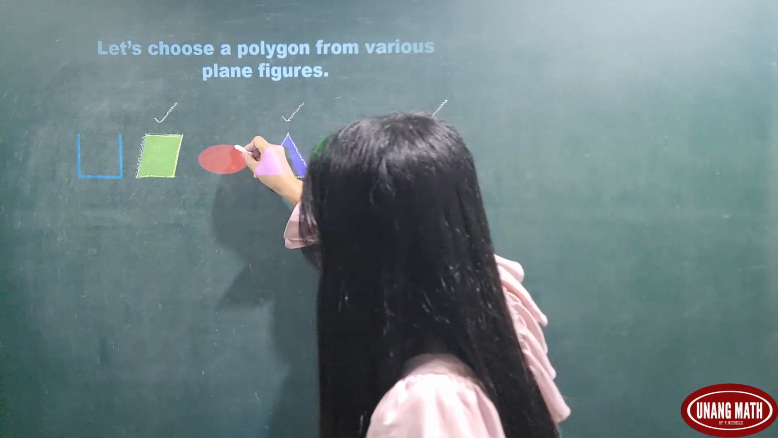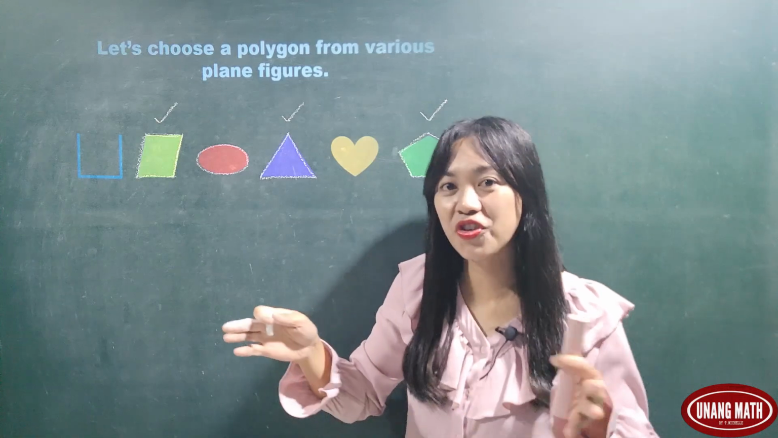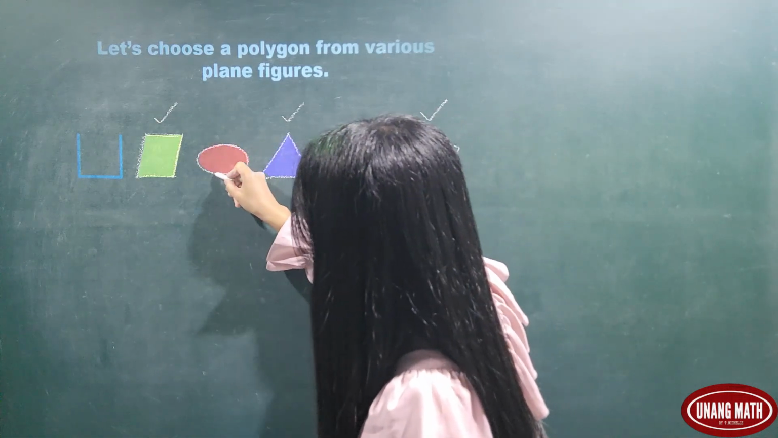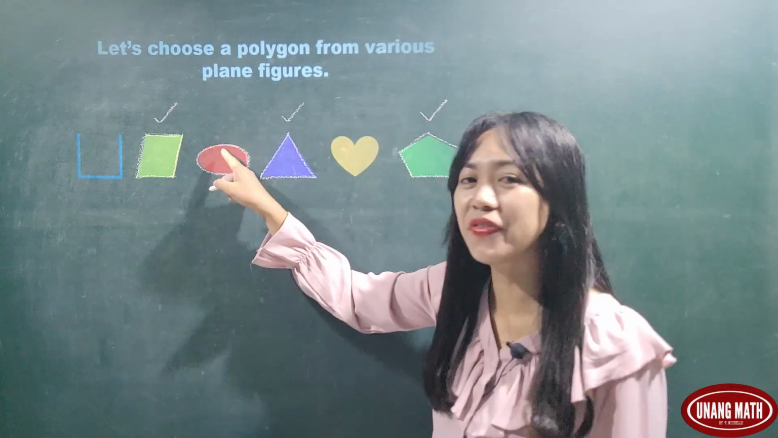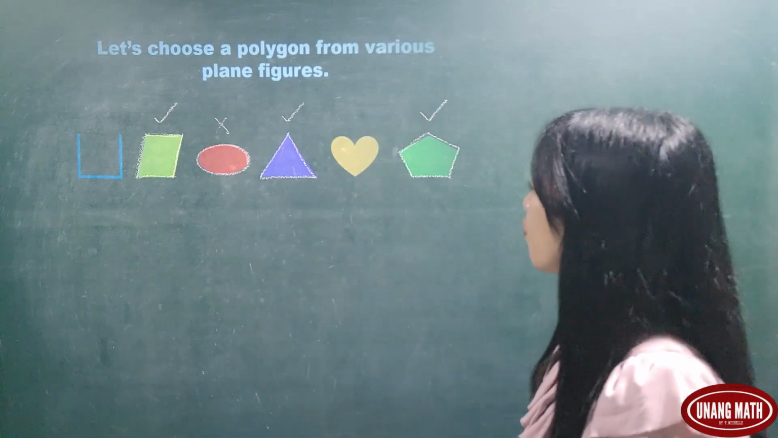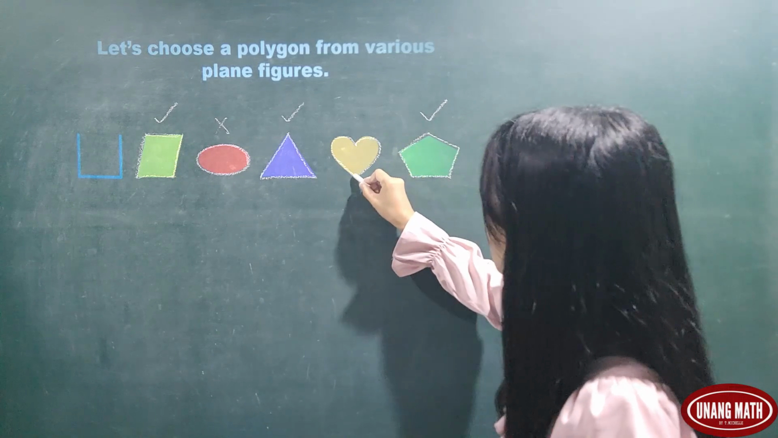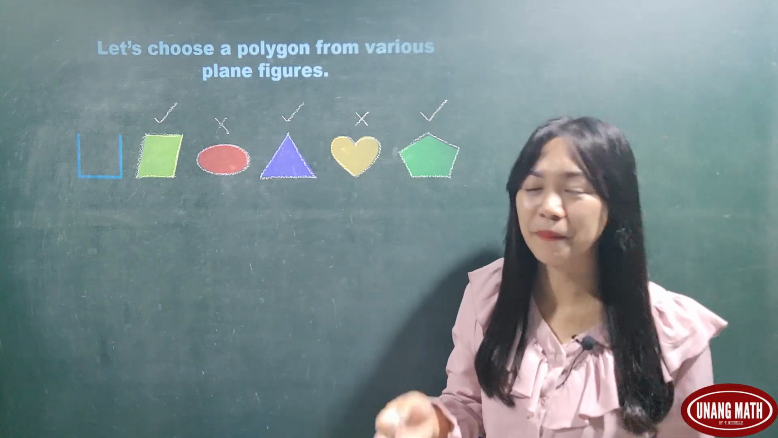Okay, how about this figure? Take note, line segments are straight lines. This figure is not enclosed by straight lines. This is a curved line. So this is not a polygon. Same with this figure. This figure is not enclosed by straight lines. So this is not a polygon.